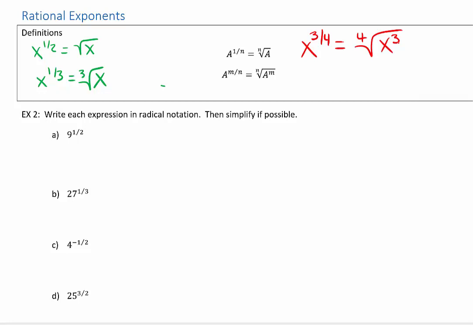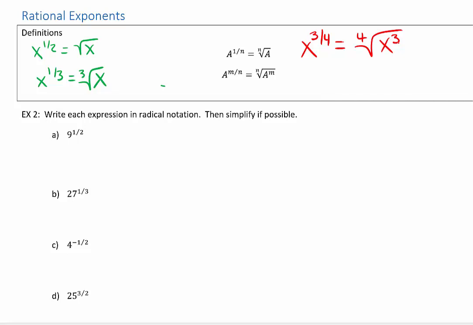Now the second formula or rule I have written down says if you have x to another fraction, like x to the 3/4, the number in the denominator, the 4, is the root, so that's a fourth root, and the number in the numerator you can think of as an exponent. So x to the 3/4 is fourth root of x to the 3rd. Now let's see how this works with some examples.